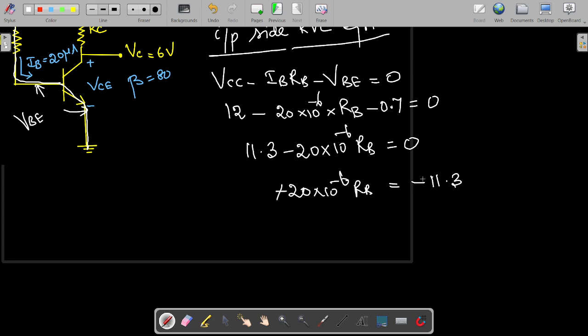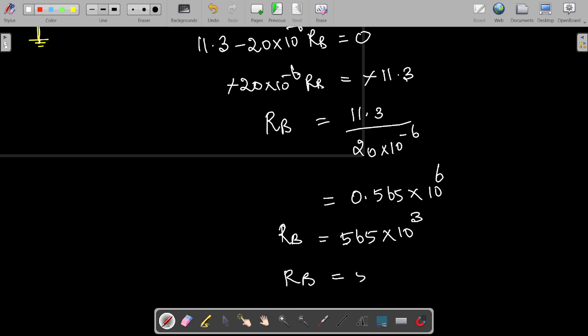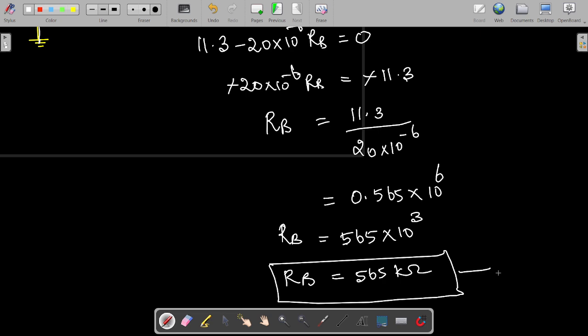So cancelling minus and minus, then you can find out RB is equal to 11.3 divided by 20 into 10 power minus 6. So this is equal to 0.565 into 10 power. When you bring this to the numerator side, it becomes 10 power 6. So if you bring this 3 digits over, then I can write it like 565 into 10 power 3. So RB is equal to 565 kilo ohms because it's a resistance. So we got one answer.